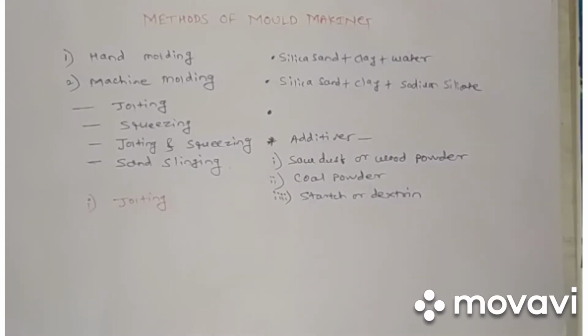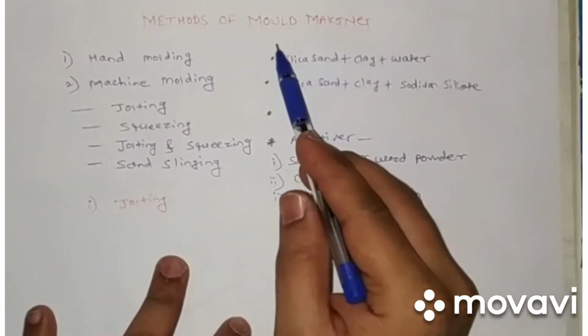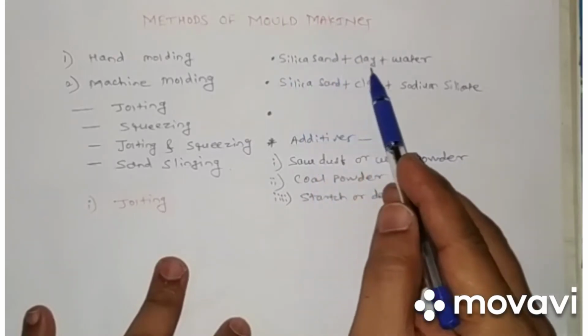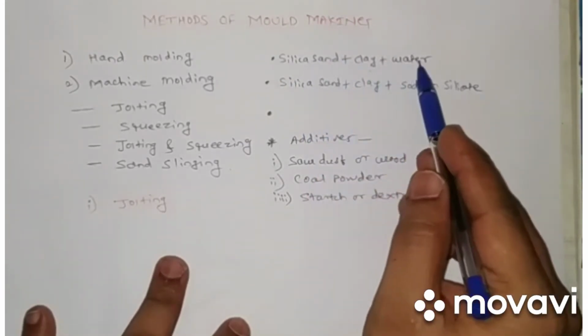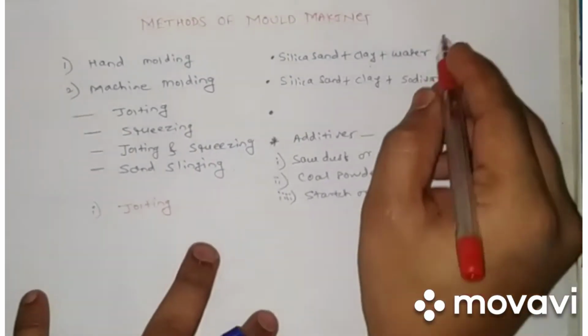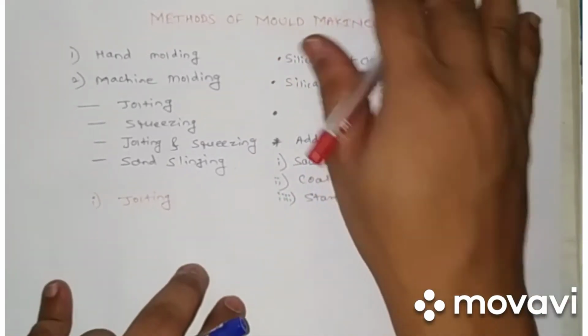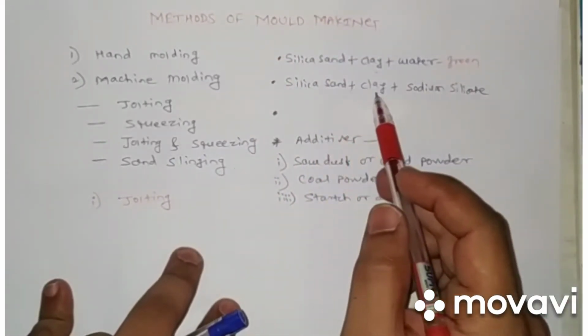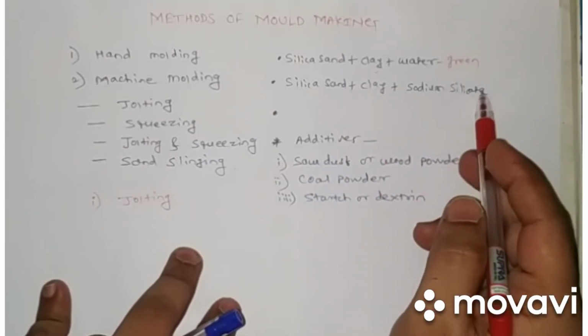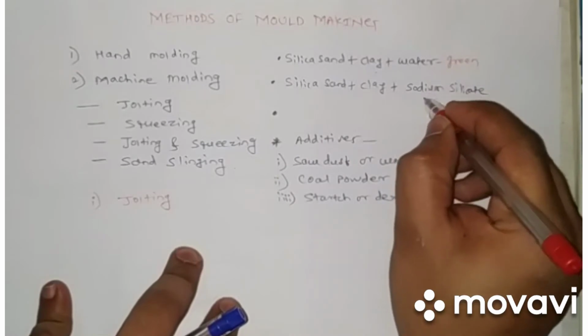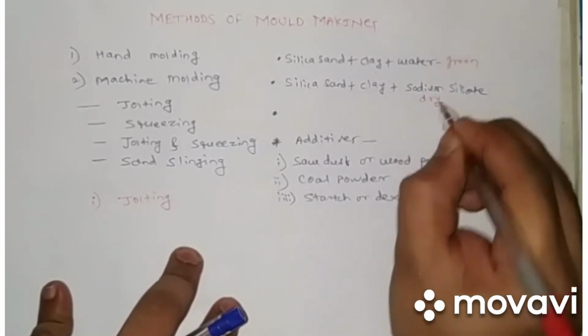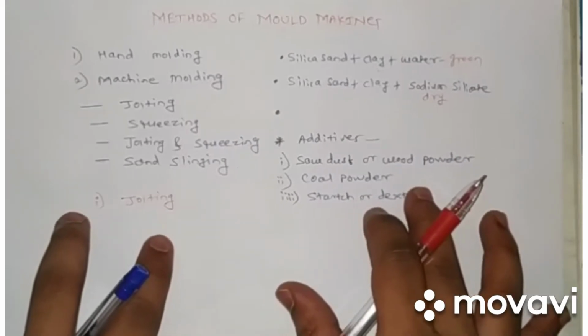Now this mold is made up of sand and some other materials, and there are different methods of making the mold. So first we will see the materials. First, the mold is made up of silica sand plus clay plus water. This is called green sand. The second one is silica sand plus clay, plus sodium silicate, and then we get dry sand, that is a dry mold.